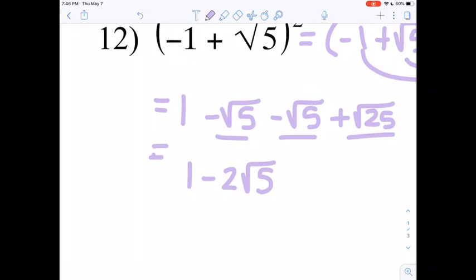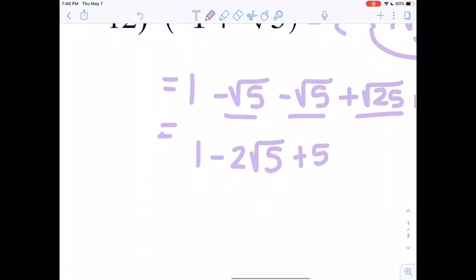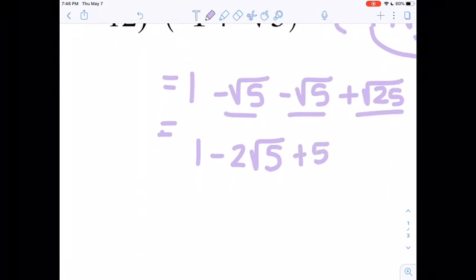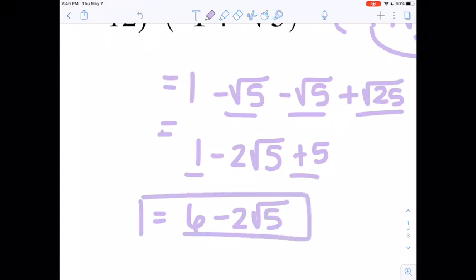Okay, and then I'm going to simplify the square root of 25 to be positive 5. Not 5 root 5, not the square root of 5. You take the square root of the perfect square, it comes out of the square root. Okay, now I can combine the 1 and the 5. That's 6 minus 2 root 5, and that's my final answer.